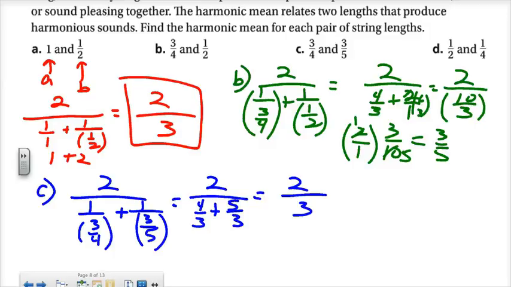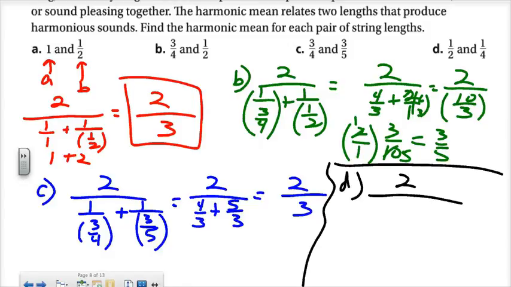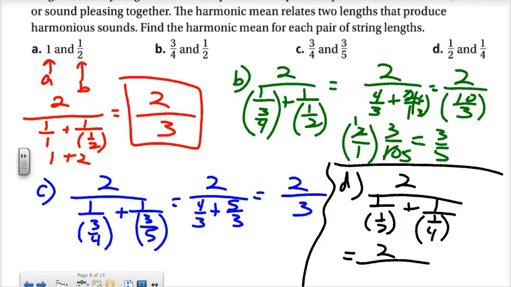And then last but not least, we have D here. And that will be 2 over 1 over 1/2 plus 1 over 1/4. So we will get 2 over the reciprocal of 1/2, which is 2, and the reciprocal of 1/4, which is 4. So that will be 2/6, which is 1/3. And again, you could just use your calculator for this one since it is just numbers.